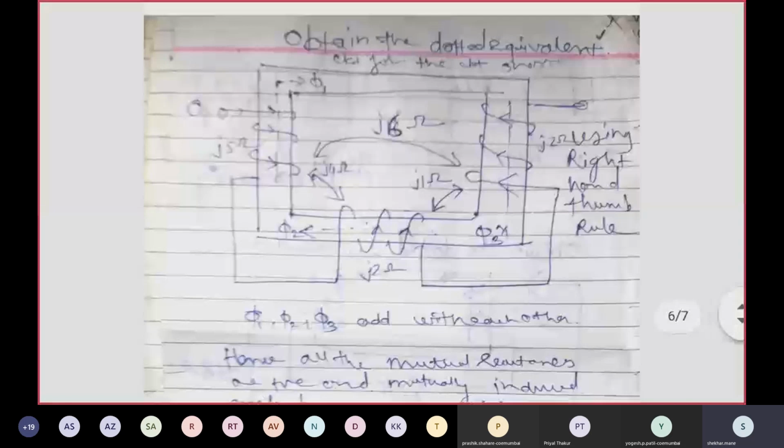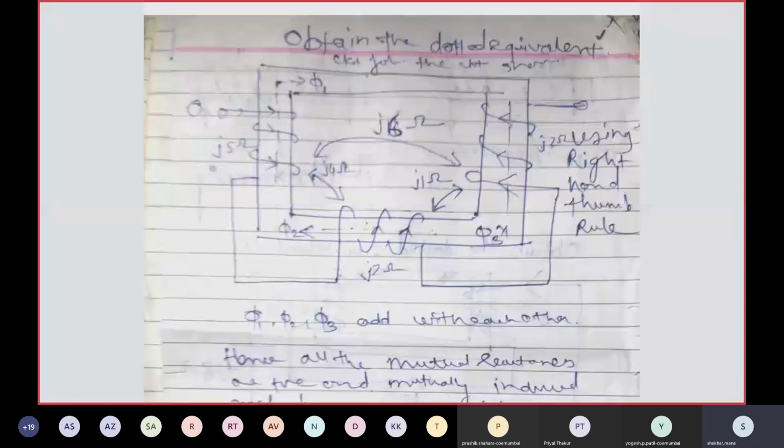You have to use the right-hand thumb rule, where these arrows indicate the direction of current and the thumb indicates the direction of flux. Remember this. So if you consider the direction of current same as your fingers and thumb as the flux, then you will get phi1, phi2 and phi3 in the same direction.